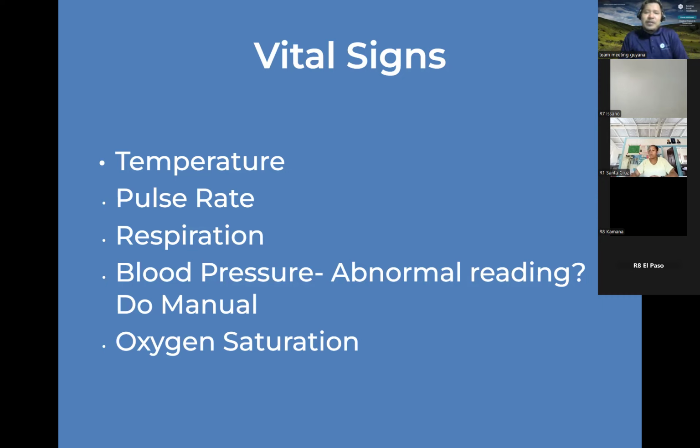Now, as convenient and easy to use as the digital devices are, we have to remember that, for example, if you use a blood pressure machine and we notice that we have an abnormal reading, you want to actually do a manual reading also to confirm. Because with the digital ones, any slight movement in the patient's hand, or if they're not sitting in the correct position, you can get an abnormal reading.